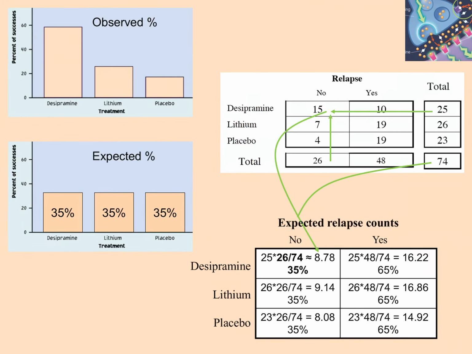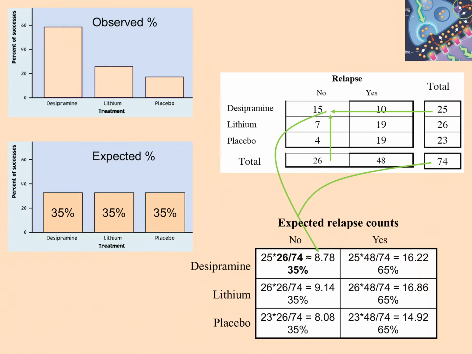All right, so let's take a look at our table here. Okay, so here we see our data. So that's our two-way table. You see we have our column totals here, which we just looked at, and we have our table totals. So 25 on desipramine, 26 on lithium, and 23 on placebo, 26 who did not relapse, 48 who did, total of 74 study subjects. So remember, we have to calculate our expected counts.